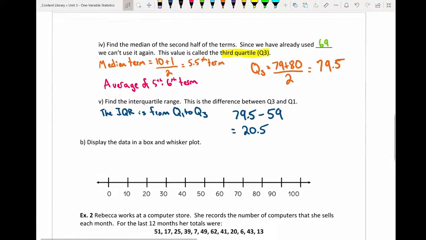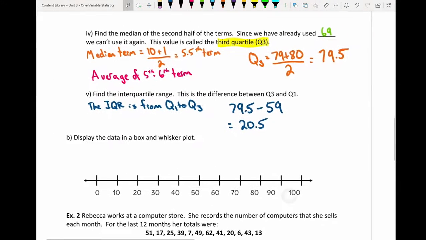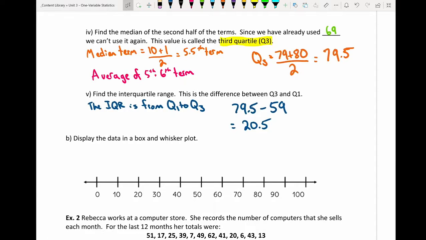Next I'm going to display this data in a box and whisker plot. So I have my values here. I have my number line to help me, based on what my numbers are. So now I need to draw everything in.